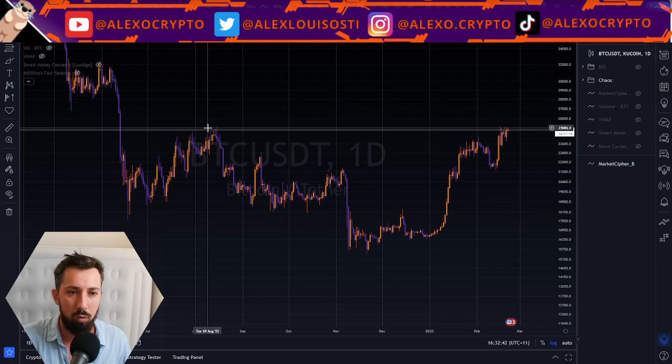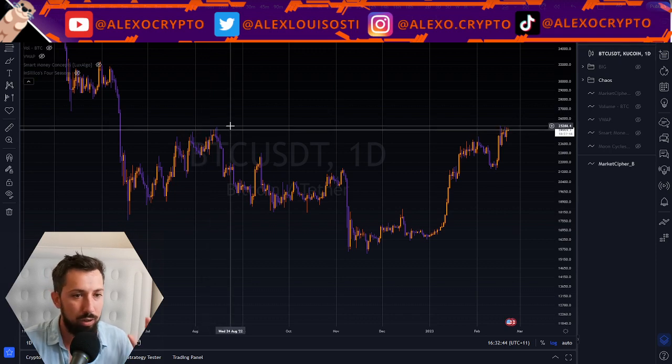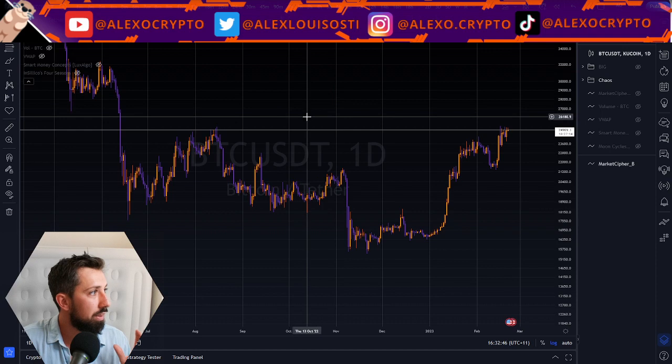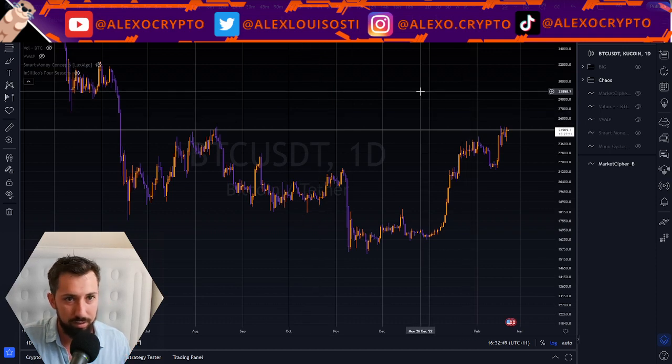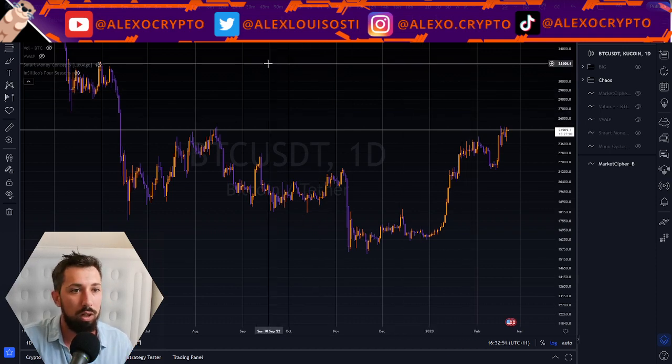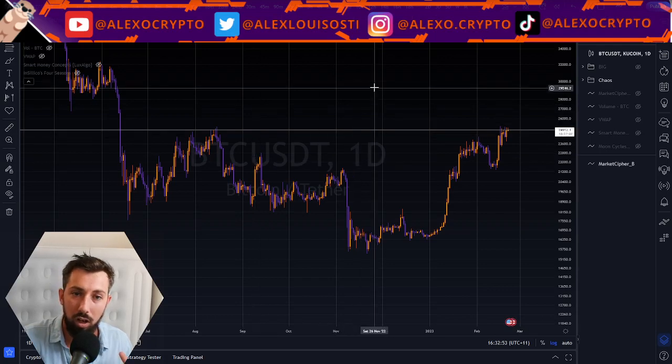Just coming at you with a quick, basic intro into support and resistance. Now, the key thing with support and resistance, if we look at the chart here, is what time frame we're getting our support and resistance.